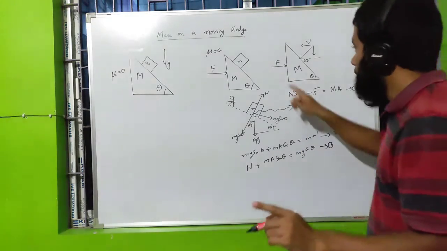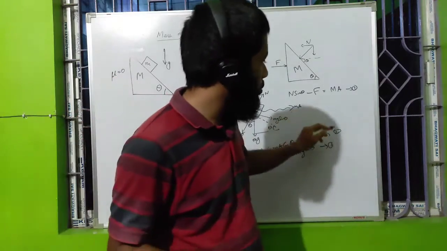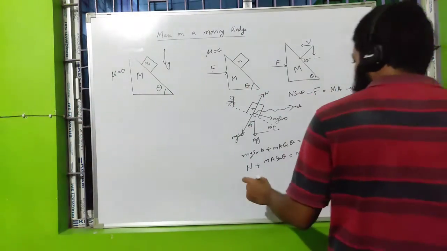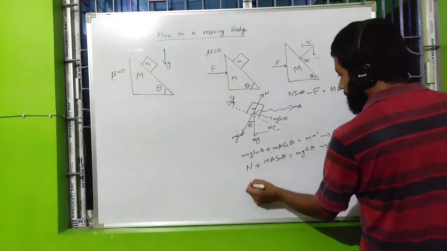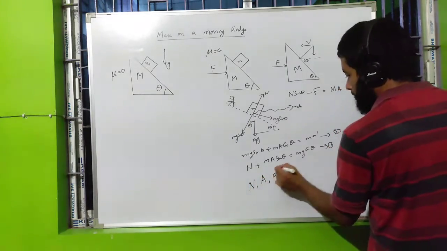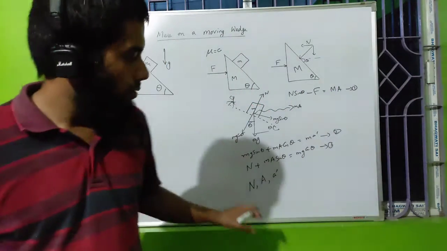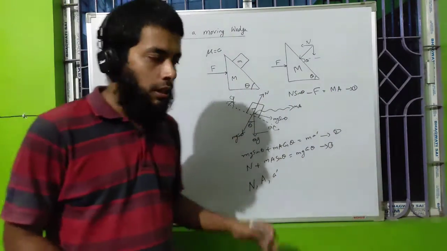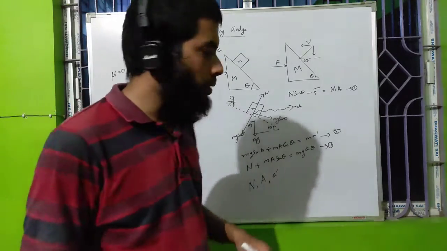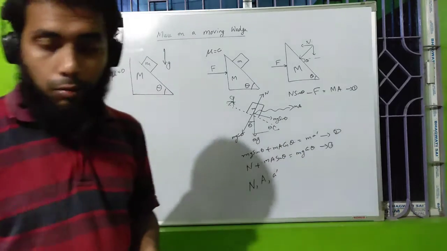Please remember here that this F is known. So here how many equations? 1, 2 and 3. We have 3 equations, and still the picture is the same. We have 3 unknowns, N, A, and A prime. Here also I am not going to solve these values, you have to do it on your own. I leave it to you as an exercise, but I give the values of N, A, and A prime, which I have calculated earlier.